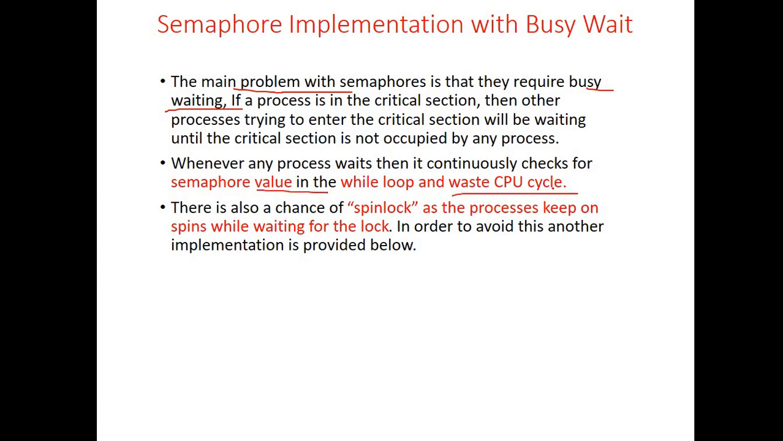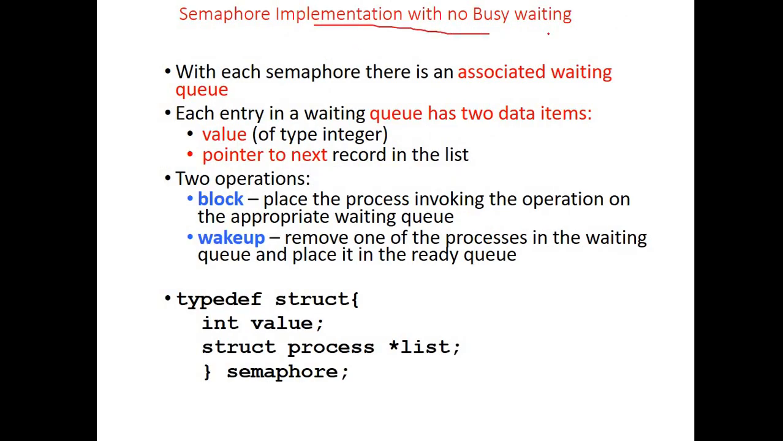Therefore, we need to implement the semaphore in an alternative way. That is the implementation of the semaphore with no busy wait. Here the busy wait is a spin lock, as the processes keep on spinning in the while loop for the lock. In order to avoid this problem, we have another solution, called implementation of the semaphore with no busy waiting. Every non-shareable resource in the operating system is associated with a semaphore variable.